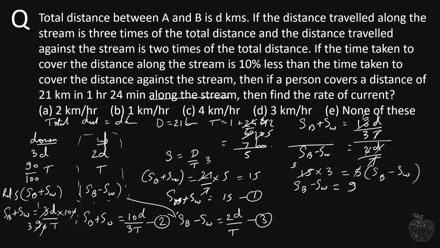Alright. Now what we do is subtract this from equation 1. Because we have to find the rate of the current. Rate of the current means the speed of the water here. So we have to calculate SW. So let's subtract it here.